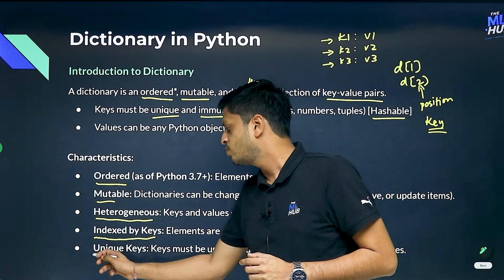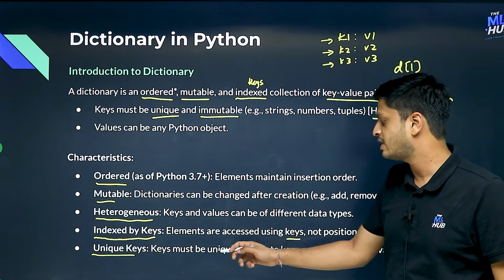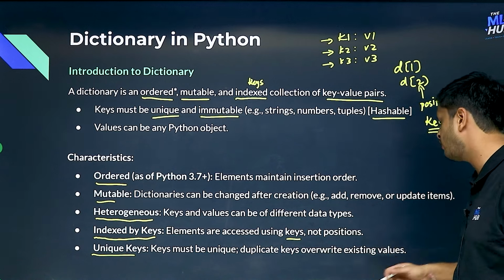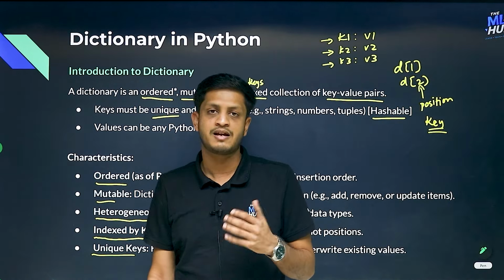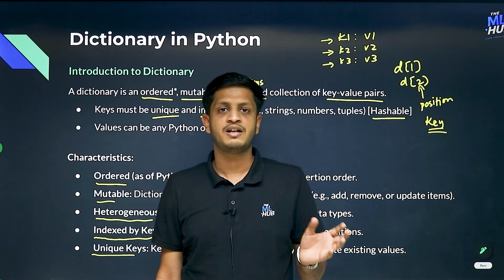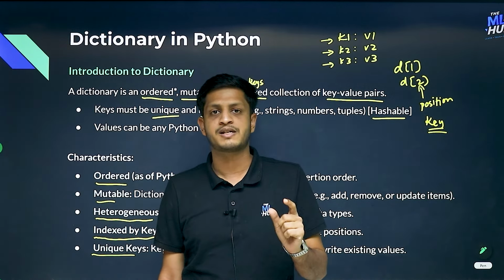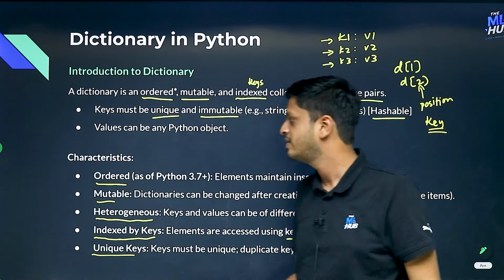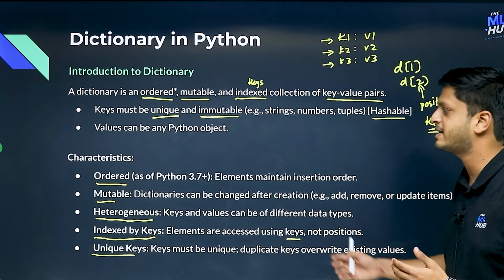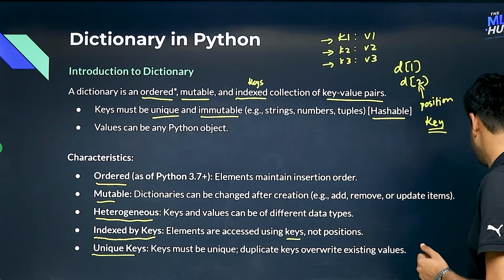The last is unique keys. Keys must be unique and they must be immutable. So duplicate keys overwrite existing values. If you try to insert another key with the same value, the value will be overridden. For a particular key, only a single value can be present. You cannot have the same key twice in a dictionary. Okay. So these are some of the properties. Now let's see some examples of how to create a dictionary and then we will understand it better.